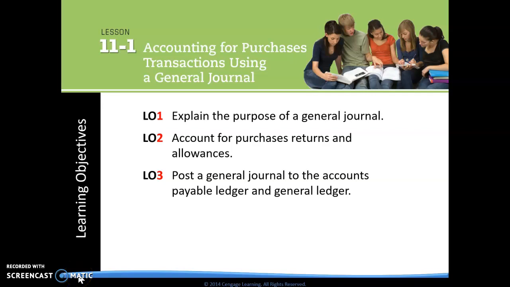This video will go through lesson 11.1. We're talking about accounting for purchases, transactions using a general journal. There are 3 objectives. You need to be able to explain the purpose of a general journal. You need to be able to account for purchases, returns, and allowances. And you need to be able to post a general journal to the accounts payable ledger and general ledger.